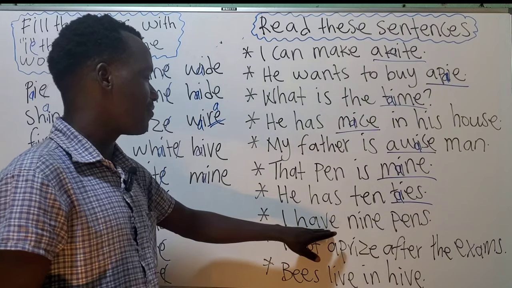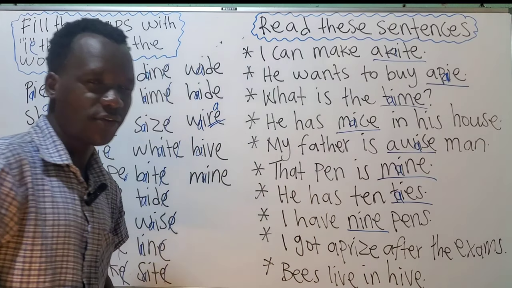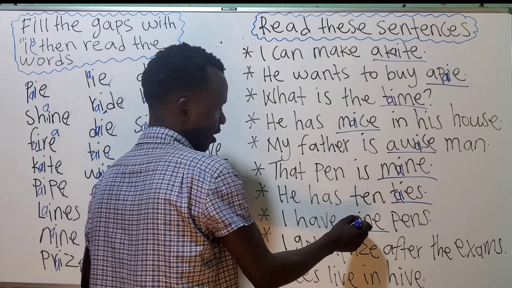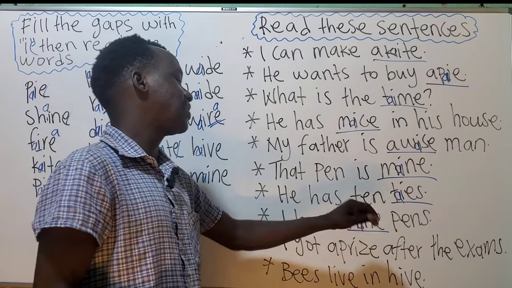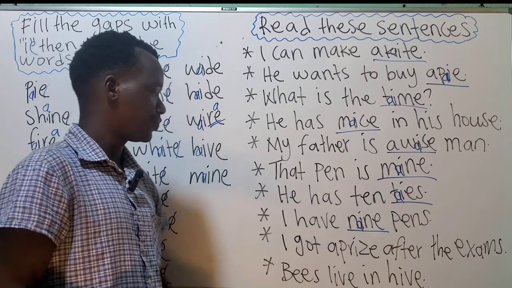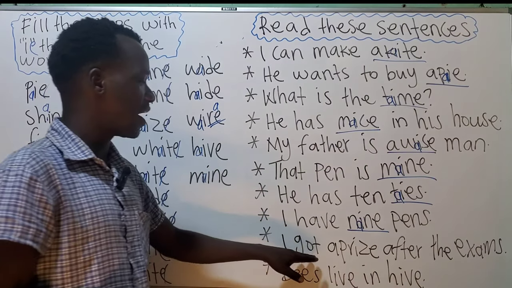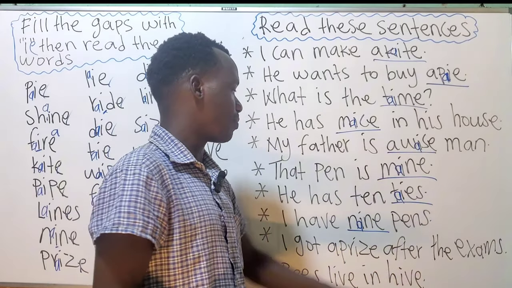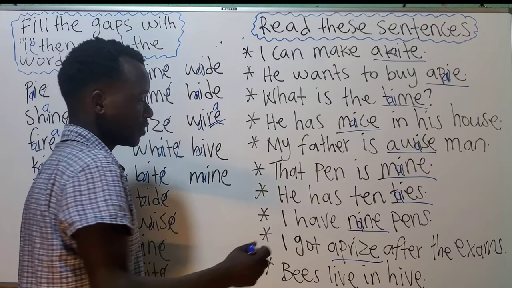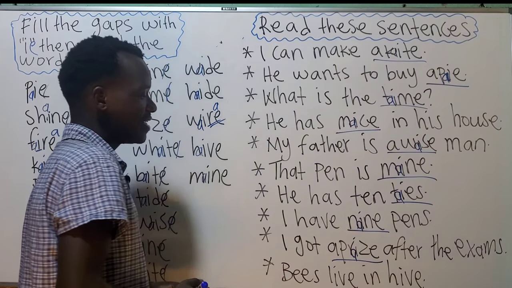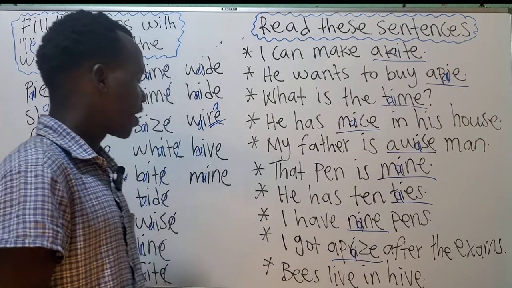Yes. I have 9 pens here. What can you hear but you cannot see? You can hear A here. Na, A, na, na. A in between N and I. 9 pens. And then I got a prize after the exams. I got a prize after the exams. Here, what can you hear but you cannot see? You can hear A also here. Prize. This I is E. Prize. This E is silent.